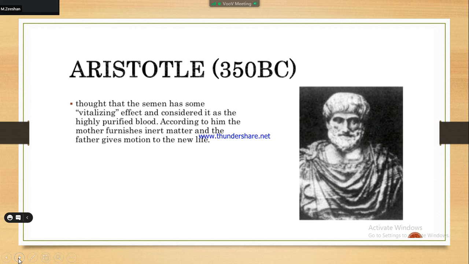which is baseless. Basically, Aristotle, in 350 BC, said that the semen or male sperm has some vitalizing effect, which is considered highly purified blood. According to him, the mother furnishes inert matter and the father gives motion to the new life. Like he said that the mother makes a new offspring in her body, but the semen or sperm will give some vitalizing power or magnificent powers to that restless body.